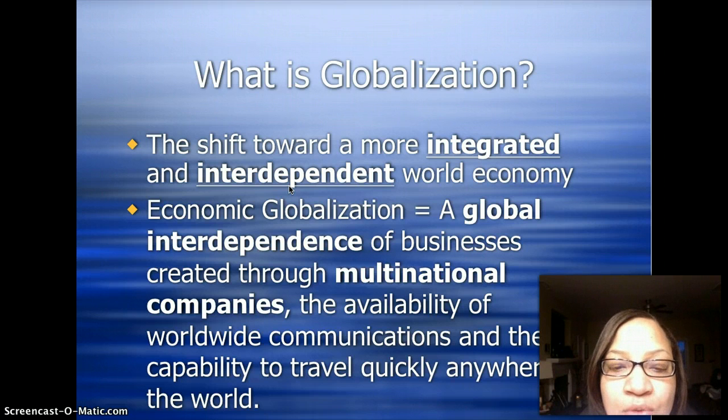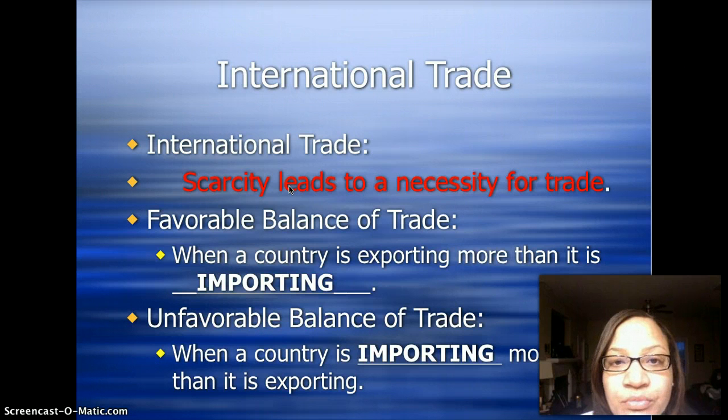Now you can email someone in China in 5 minutes and they get it right away. And we'll talk later on in the PowerPoint or the presentation about how technology has contributed to the whole concept of globalization. So let's look at international trade.